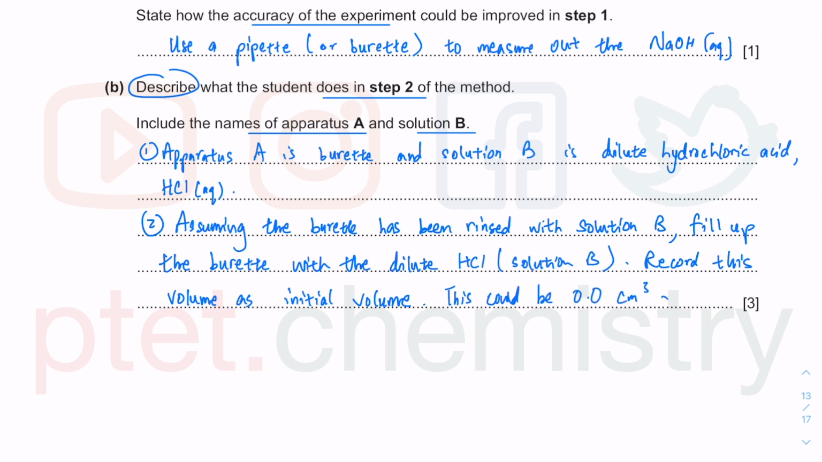cm cube, or any other sensible volume, meaning you expect your endpoint to be around, I don't know, 25, 30, 35. So you are not going to start your titration initial volume at 45 cm cube, right? So usually we start with 0.0, but it could be any other sensible starting point for your titration. Okay, so I hope that makes sense there.